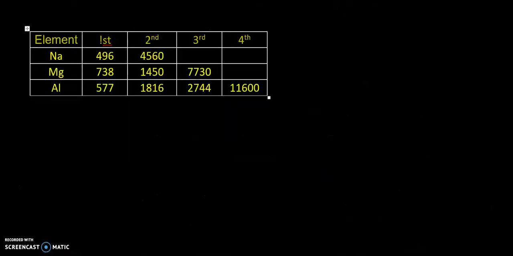We see this pattern in some data for several elements: sodium, magnesium, and aluminum. With sodium, we can see a jump as we go from the first to second ionization energy. Magnesium, we increase first to second, second to third. And in aluminum, there's an increase in required energy from the first to the second, second to third, in this case, third to the fourth ionization energies.